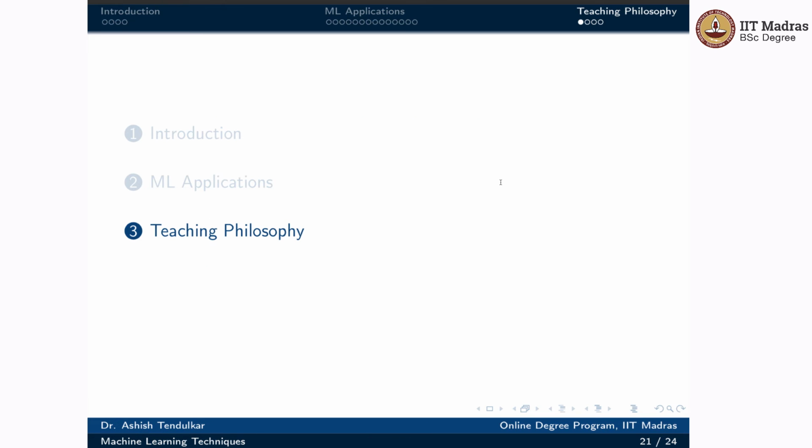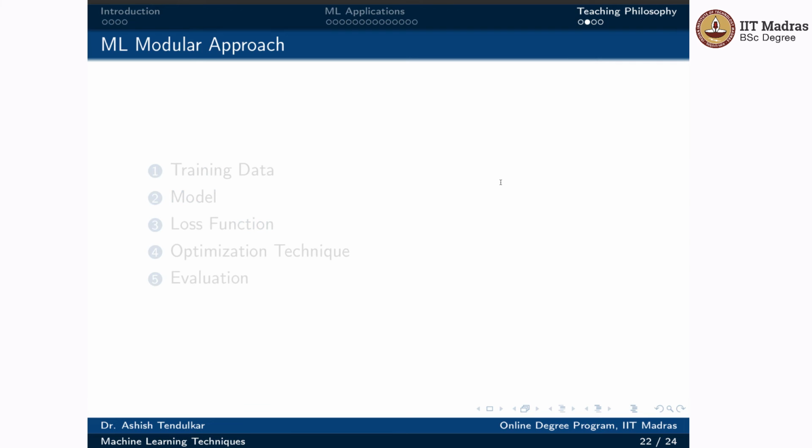At this point, I would like to share my teaching philosophy for this course. I like to think about machine learning algorithms in a modular way that was proposed by Professor David Hand and Professor Padhraic Smyth in their book Principles of Data Mining. It is a general framework consisting of 5 components. These components are as follows.